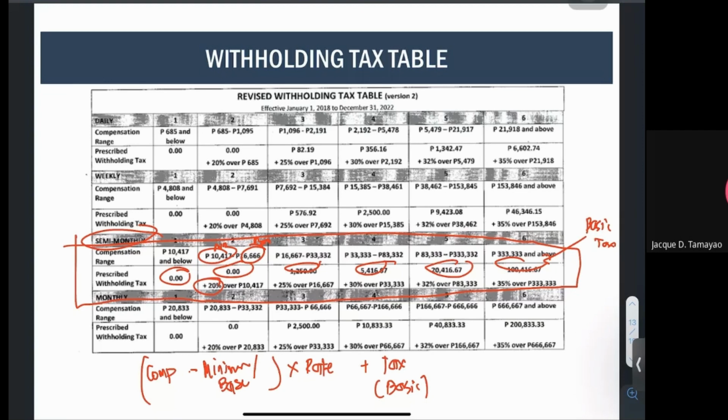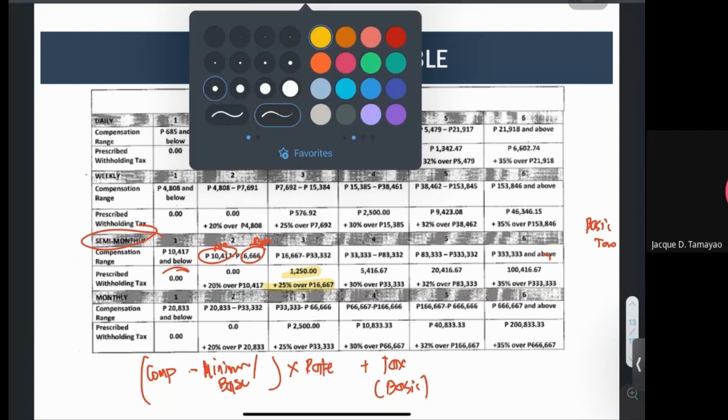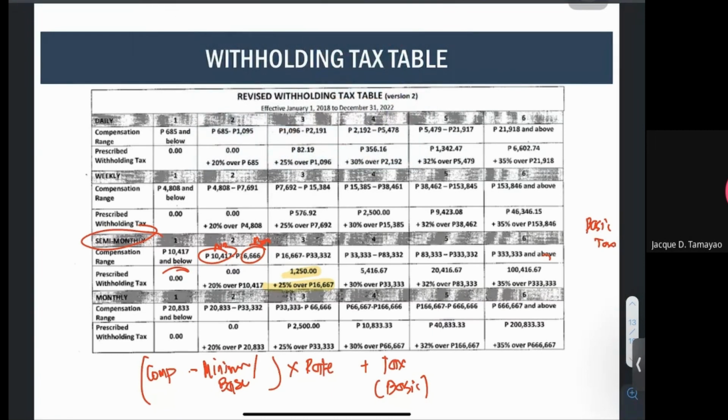So if it's 16,667 to 33,332, we have our tax base of 1,250 plus 25% of over 16,667. Here, if it's 33,333 to 83,332, 5,416.67 plus 30% over 33,333. If it's 83,333 to 333,332, tax base is 20,416.67. That's the basic tax plus 32% over 83,333.